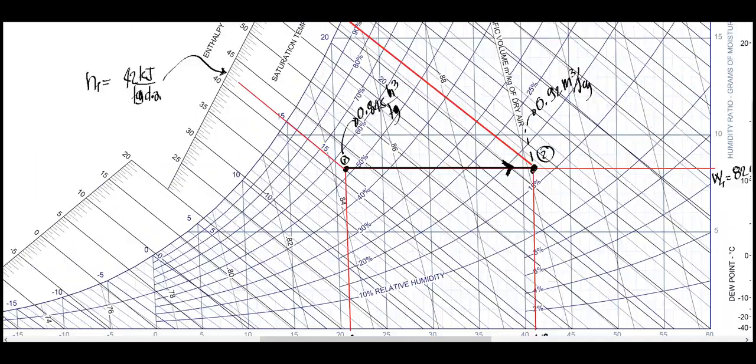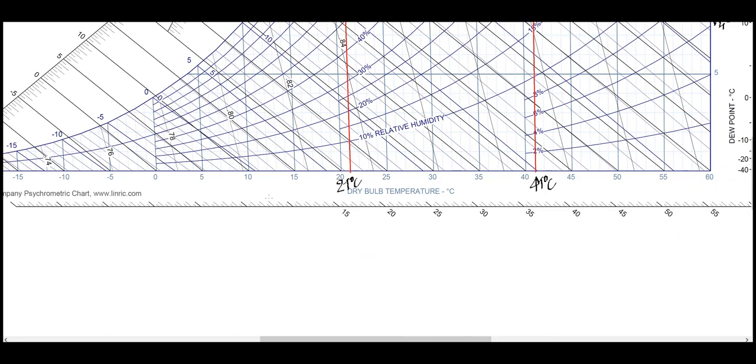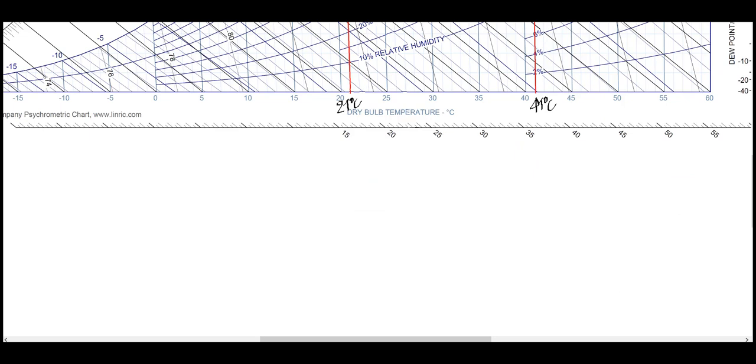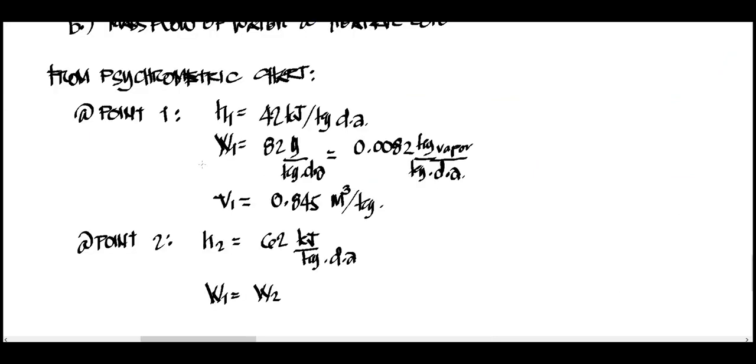So let's try to list down the properties for each point. We have now the following properties at point 1 and point 2.